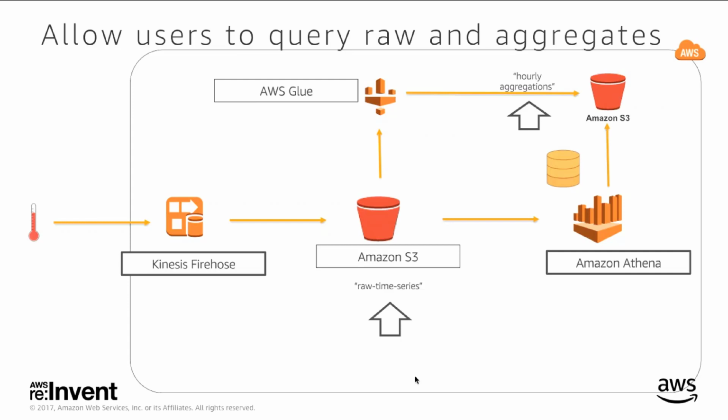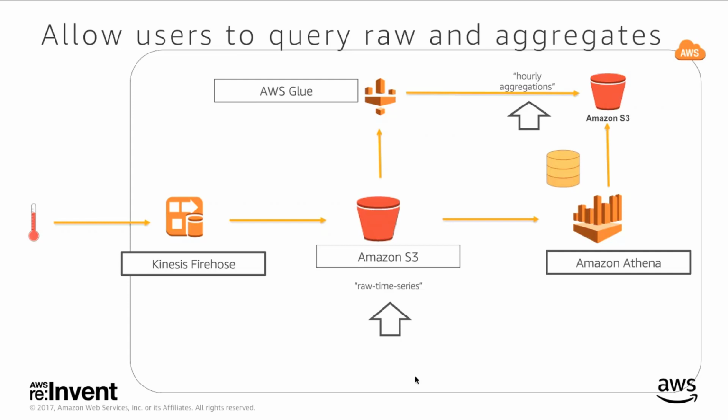But if you were to go and query that, it's not very performant. So what we need to do is build these aggregations, and we call them compaction, where you take these little files and you compact them together into larger files, making them available in another bucket.